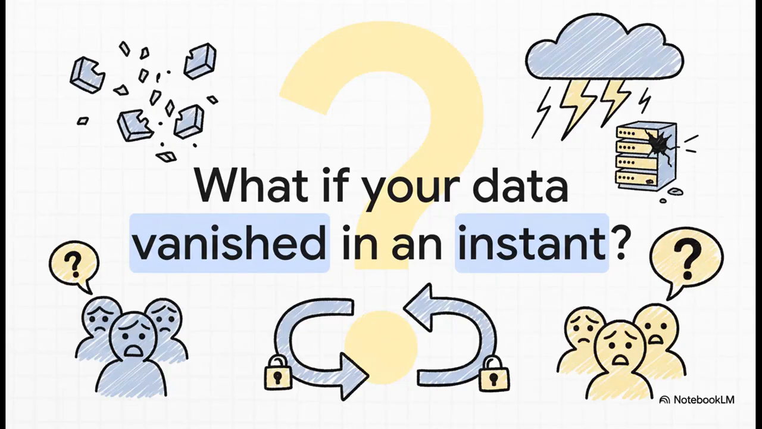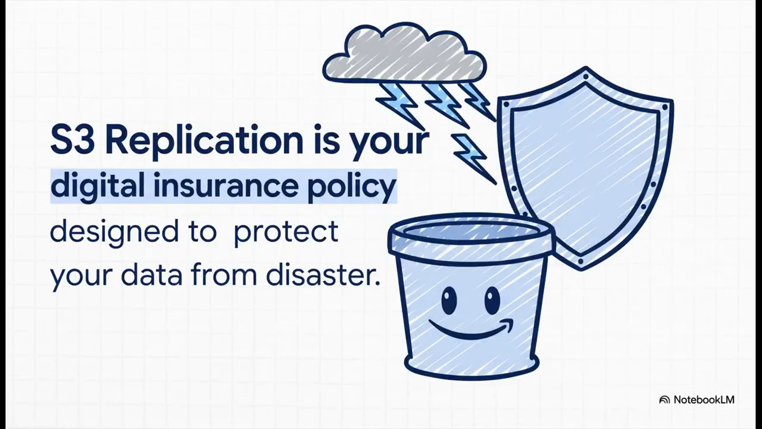So picture this. It's the middle of the night, and an entire AWS region just goes dark. Your critical user data, your application's assets, all of it, gone. I mean, that's the scenario that literally keeps engineers awake at night. So the question is, how do you possibly protect your data from a total catastrophe like that? Well, the answer, thankfully, is S3 replication. You should really think of it as your digital insurance policy. It's this incredibly elegant built-in solution that is designed to automatically shield your data from that exact kind of disaster.